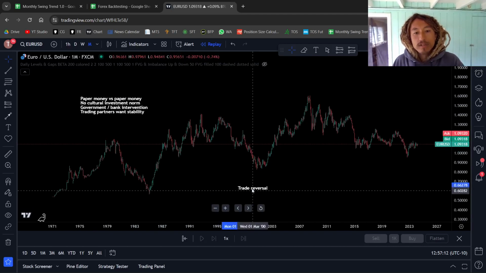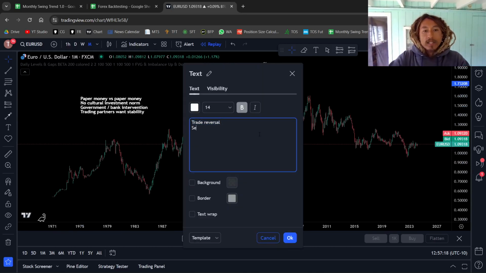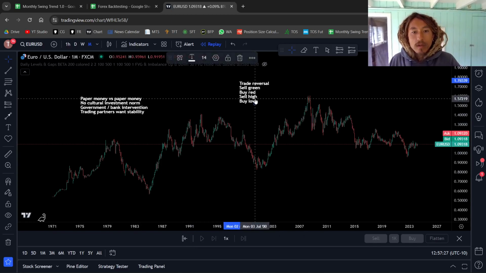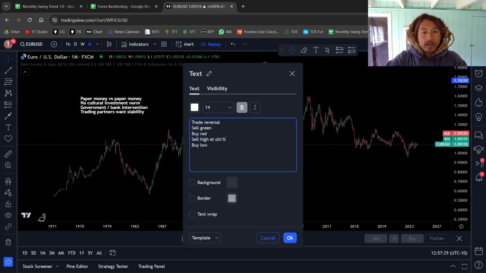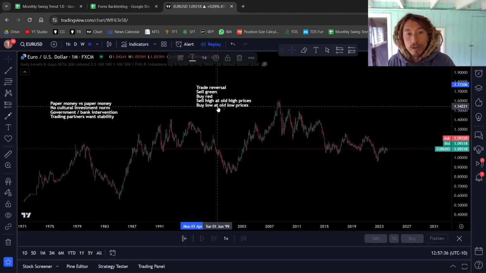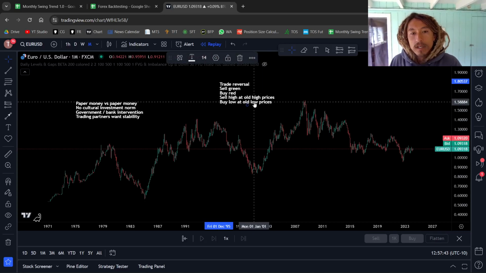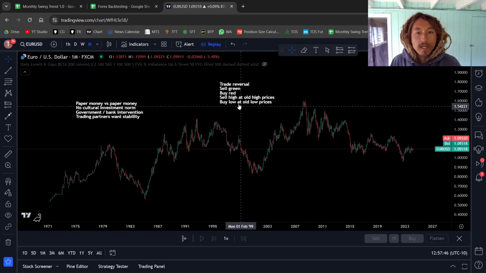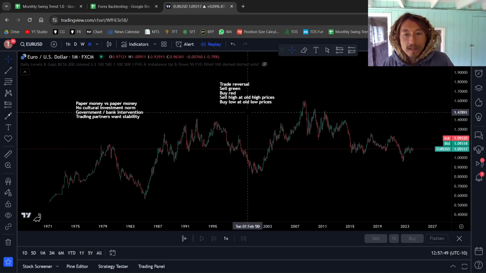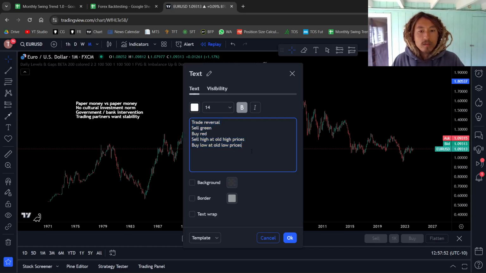So what does trading a reversal mean? Here's some principles. We're going to sell green. We're going to buy red. We're going to sell high. We're going to buy low. Okay? We're going to sell high at old high prices. We're going to buy low at old low prices. Okay? We're doing it on a higher time frame because we need time for the governments to intervene or whoever to step in as well. Trade reversal, it could mean limit orders. I'm mostly trading market orders, but it could mean trading limit orders. It means fading breakouts and even trading opposite of breakouts.